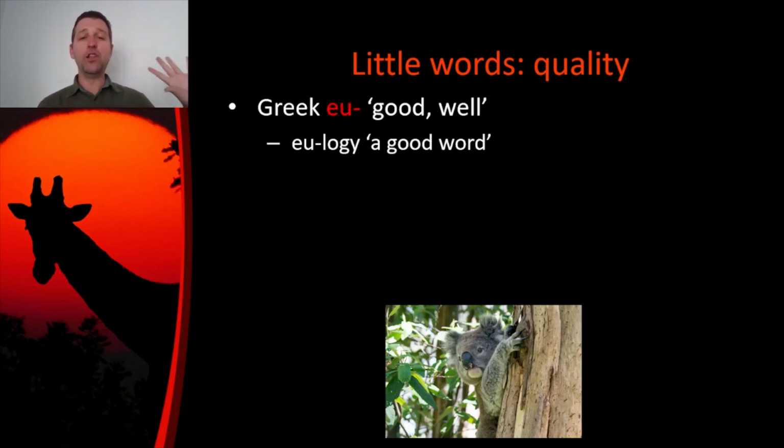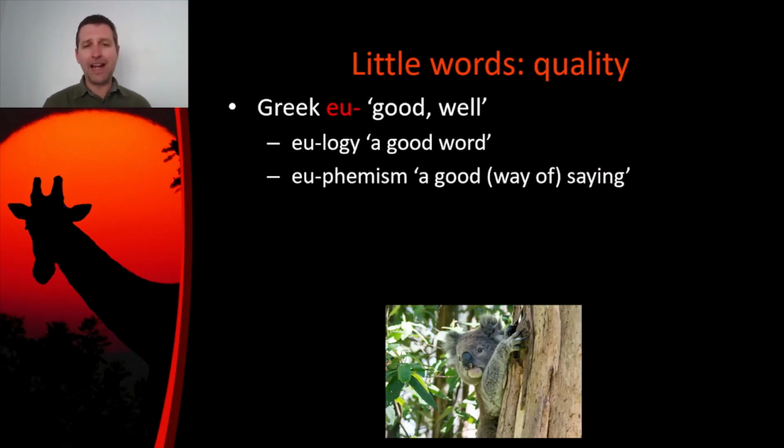So a eulogy is oftentimes a speech or something that is given at somebody's funeral. Literally, it just means a good word. You say some nice things about a person, and that's a eulogy. A euphemism is literally a good saying or a good way of saying something. So if there's something that you don't really want to talk about, or it's considered rude socially, you might use a euphemism instead of saying the actual thing.